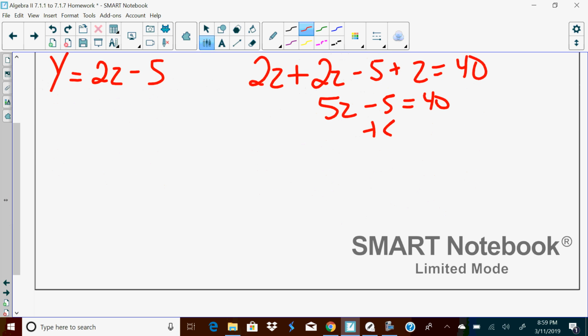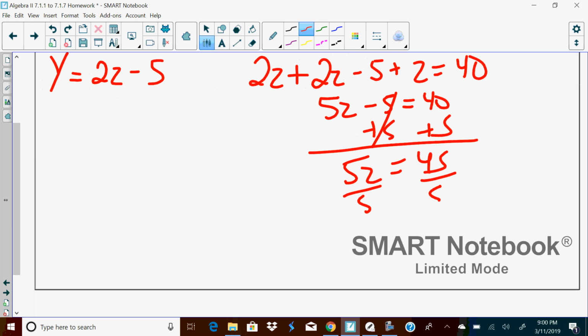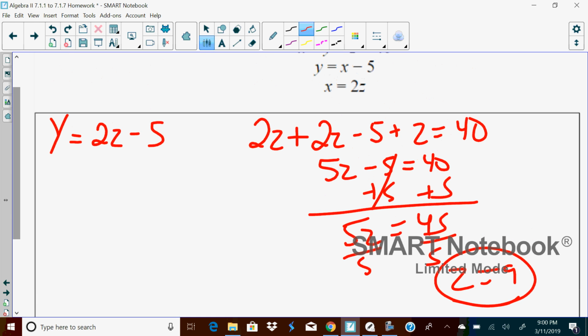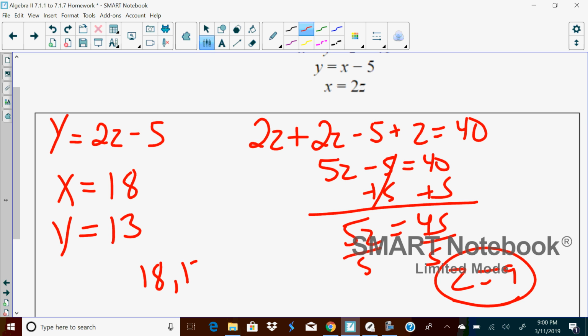Add 5 to both sides. I get 5z equals 45. So I get z equals 9. So if z equals 9, x equals 18, because 2 times 9 is 18, and 18 minus 5 is 13, so y equals 13. So the solution is 18, 13, 9.